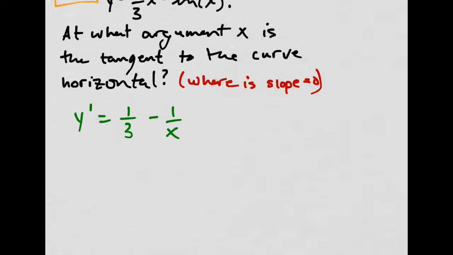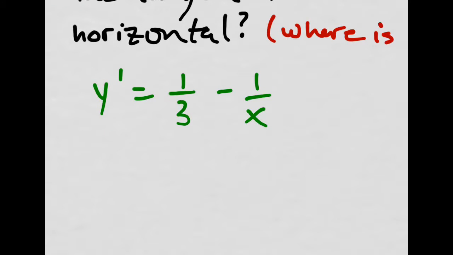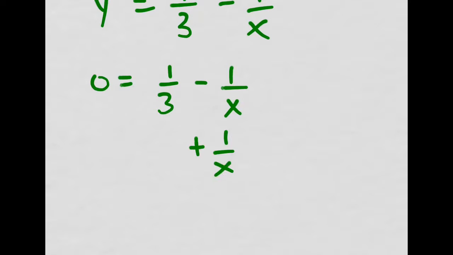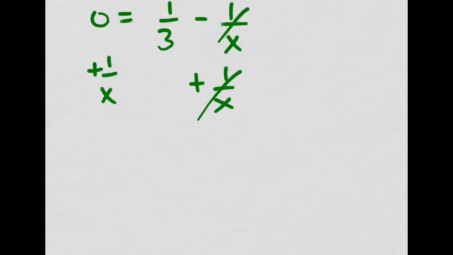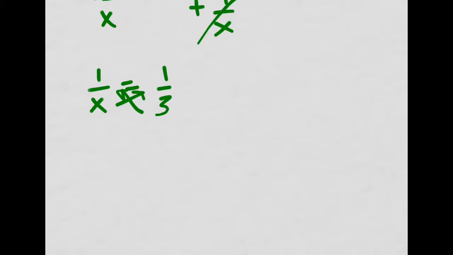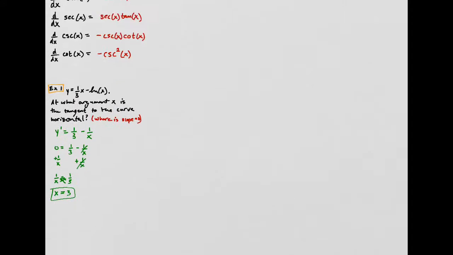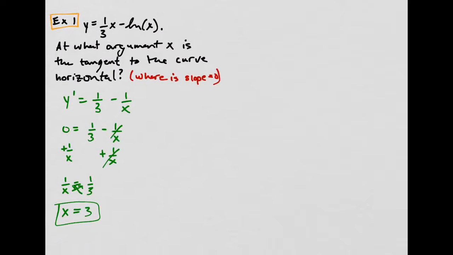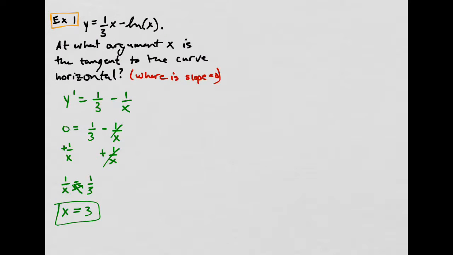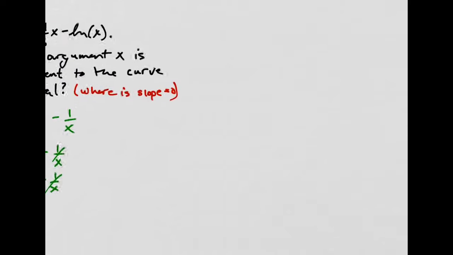Where does the slope equal 0? Okay, so we have the formula for the slope. We'll set it equal to 0. And then we have this. I'll add 1 over x to both sides. Well, this is easy. Then we have 1 over x equals 1/3, cross multiply, and I get x equals 3. All right, very good. That's easy. Let's look at example 2 now.